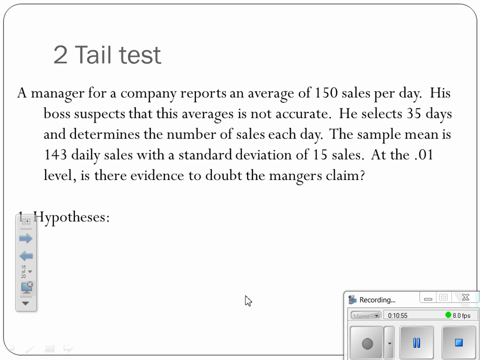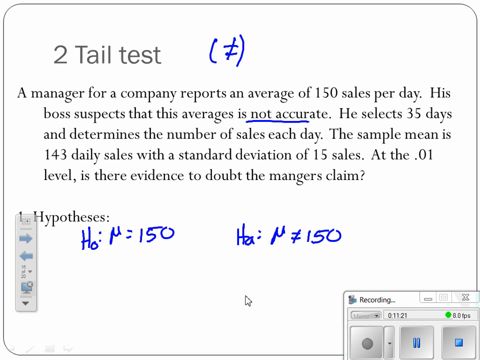We'll try what's called a two-tailed test. And basically, that's when we're going to involve not equals to. So let's look at this example. A manager for a company reports that they have an average of 150 sales per year. So right away, mu equals 150. His boss suspects that it's not accurate. So in other words, boss man thinks it is not 150. Right? And the reason, again, I'm using mu is because it's the average.